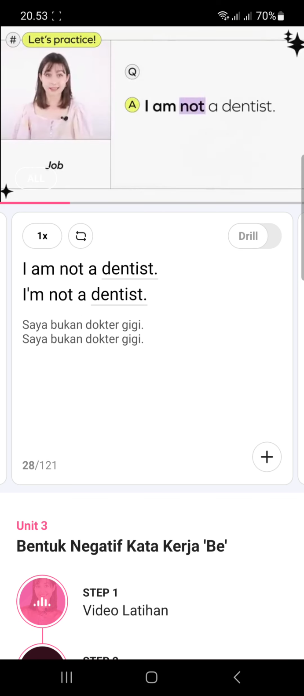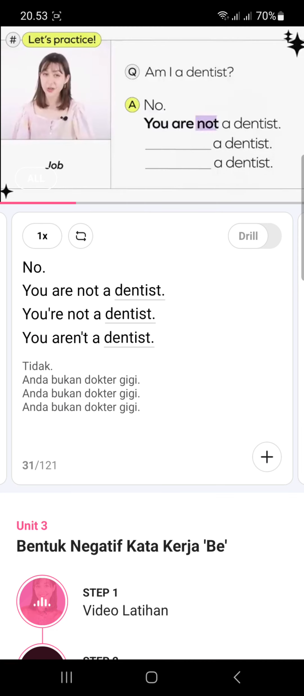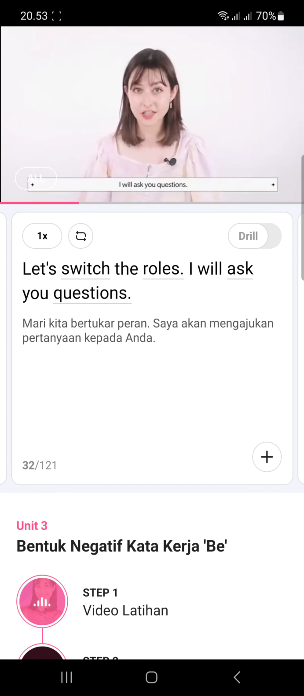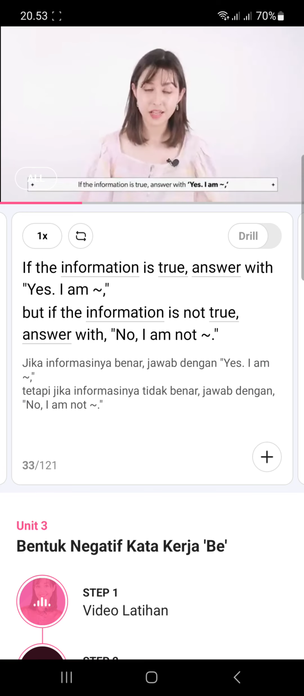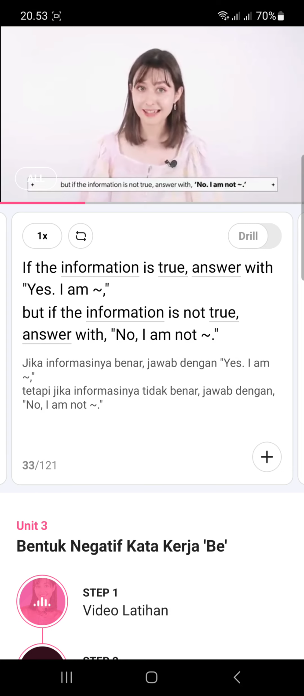I am not a dentist. I'm not a dentist. Am I a dentist? Right. No, you are not a dentist. You're not a dentist. You aren't a dentist. Let's switch the roles. I will ask you questions. If the information is true, answer with yes, I am. But if the information is not true, answer with no, I am not.